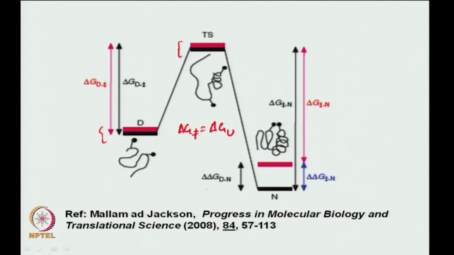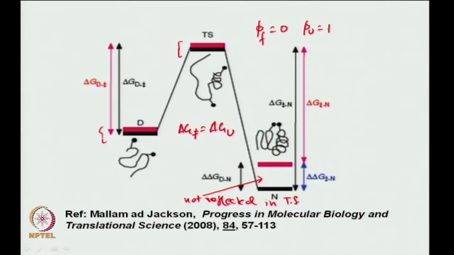Why? Because whatever change you have here, this change is not reflected in the transition state. So, that means what should my phi f be equal to? 0, or phi u is equal to 1. Clear? This is how your transition state would look in terms of the changes in free energy.